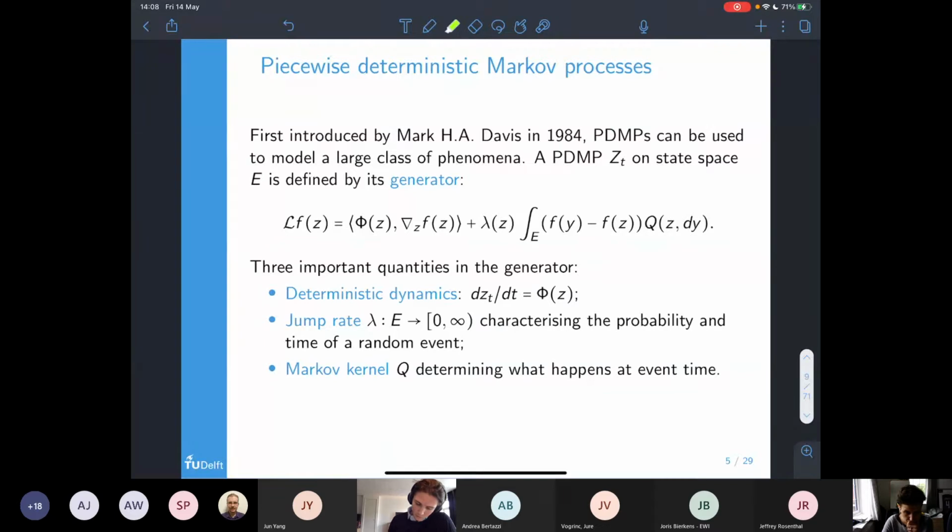Finally, the third ingredient is Q, which in general we can think of as a Markov kernel that will govern what happens at event time. So we will have a deterministic part of the dynamics described by Phi. Then at some random time that has a probability distribution described by lambda, we will have an event that is described by this Markov kernel Q.